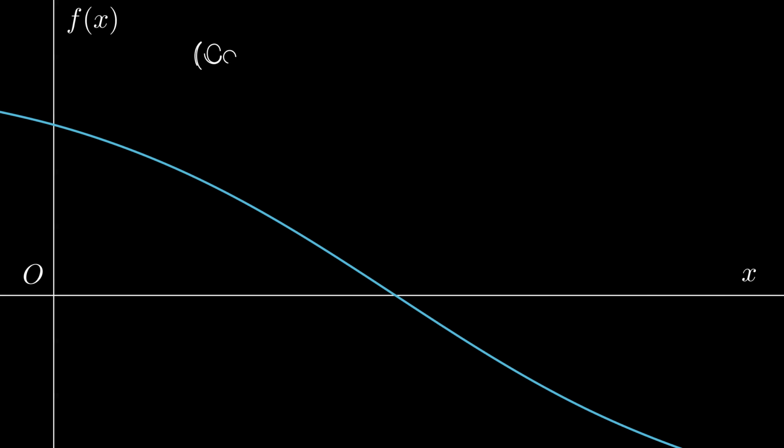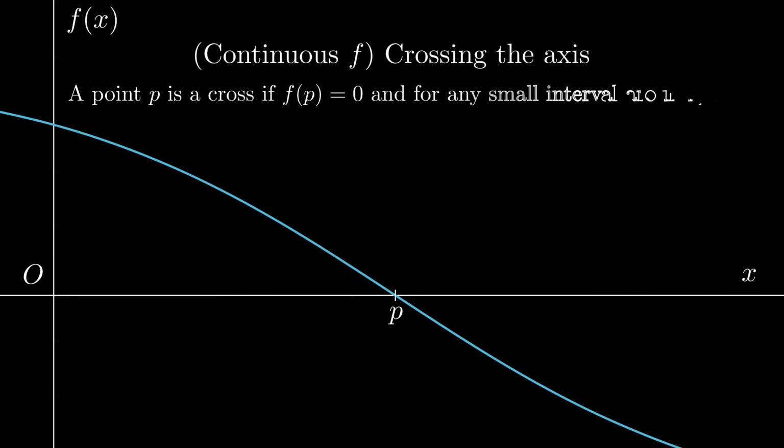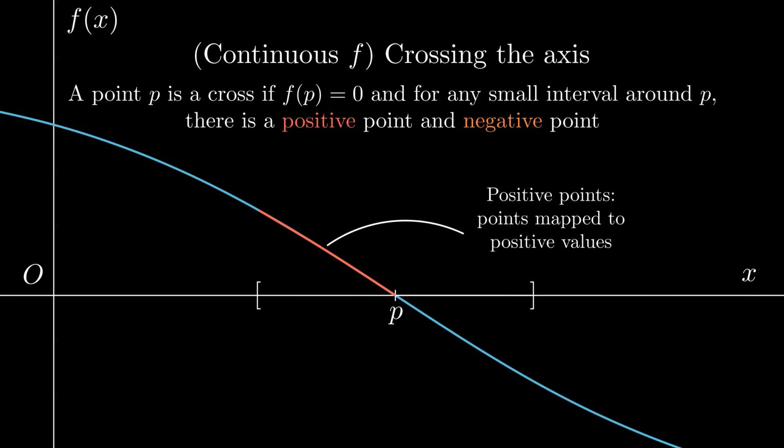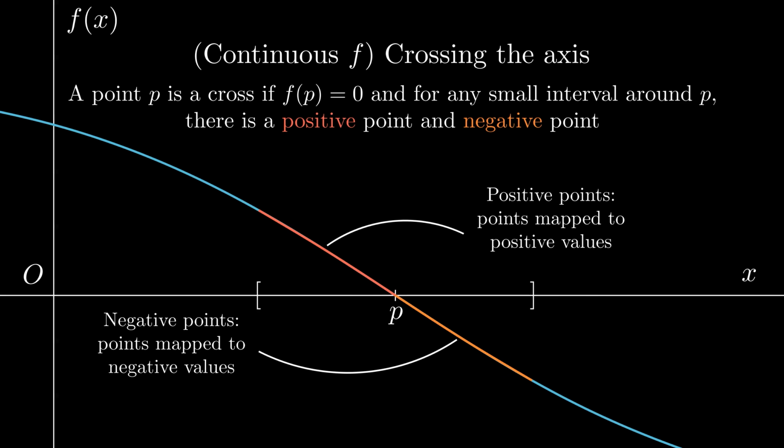A continuous function crosses the x-axis at a point P if f of p is 0, and for any small interval around P, there is a positive point and a negative point within the interval. Here, a positive point means a point that is mapped to a positive number, and a negative point is a point mapped to a negative number.